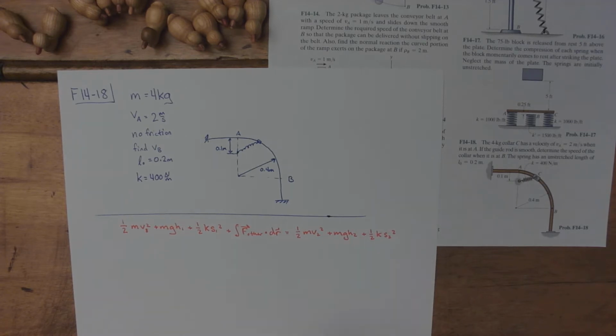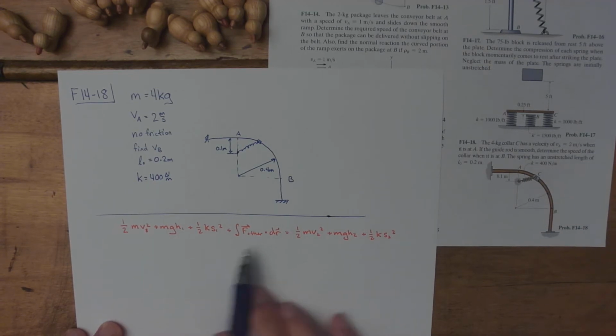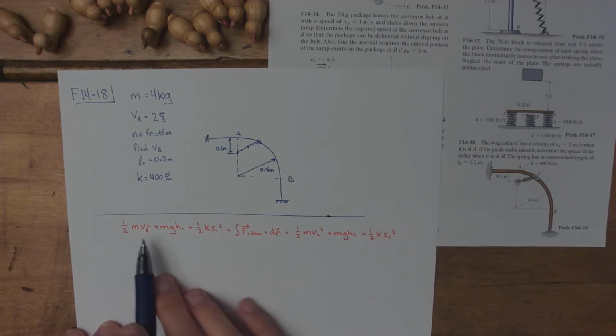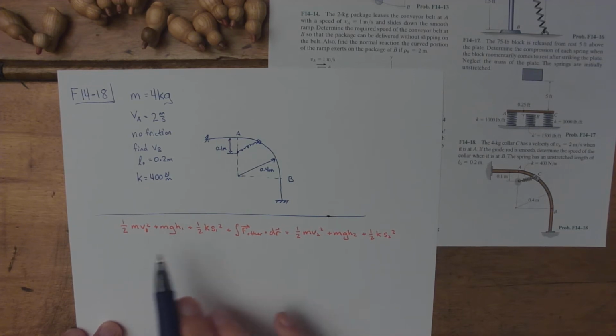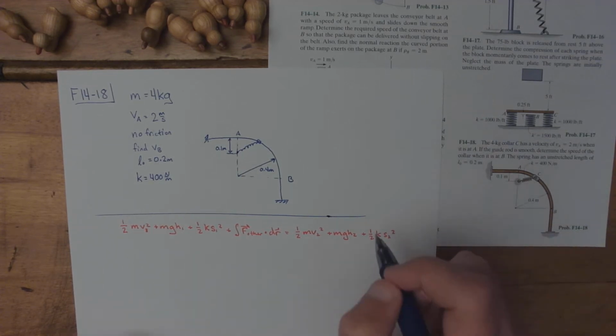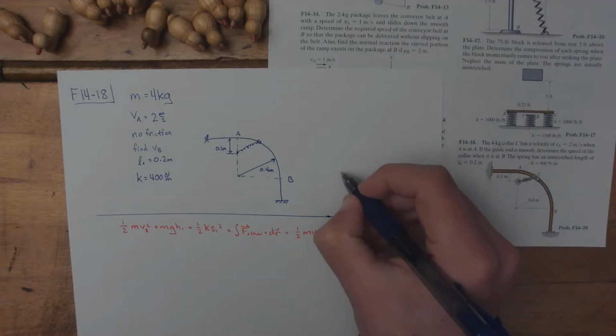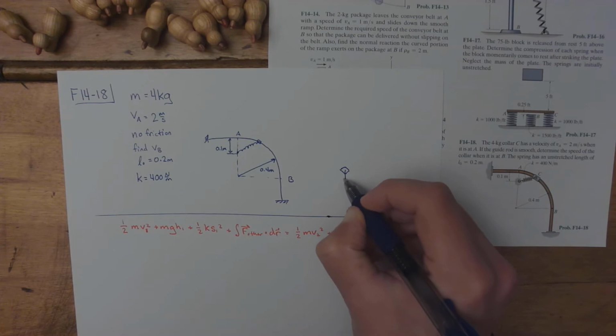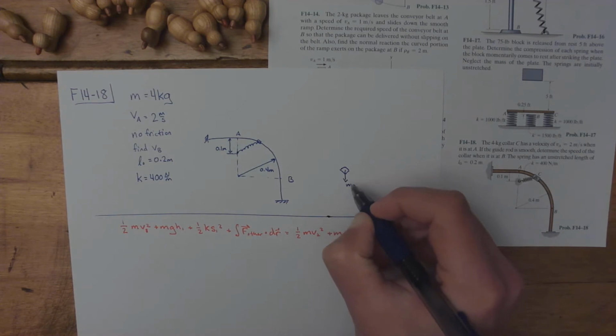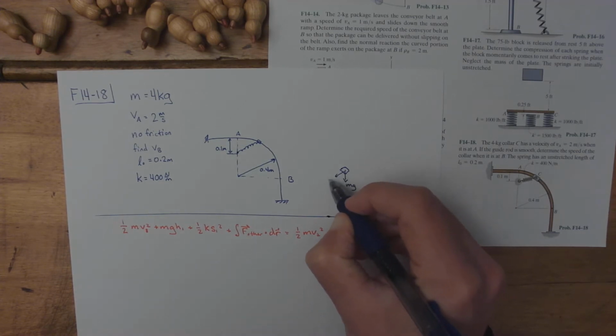So we're going to use our work-energy relationship here. In this case, we have initial velocity, we have an initial height, and we do have springs. But if we look at a free body diagram for the collar C, we have a force of gravity, of course, acting downwards, and we have the force of the spring.